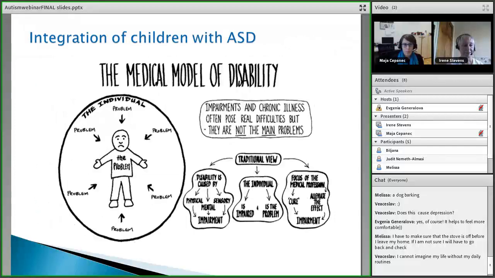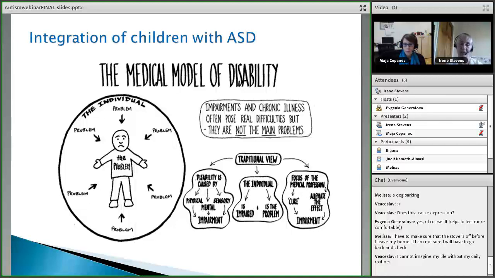Okay, so we'll maybe go on. Maya and I spoke about the integration of children with ASD. One of the issues that's around for the integration of ASD is thinking along the lines of what's called the medical model of disability. And this is where the child or young person is always seen as the problem. And as you can see in this diagram, the traditional view is that the disability is caused by some kind of medical condition or impairment. The individual is impaired, so it's the individual that's the problem. And the focus of the medical profession or any professions is to alleviate the effects of the problem or to cure the problem.